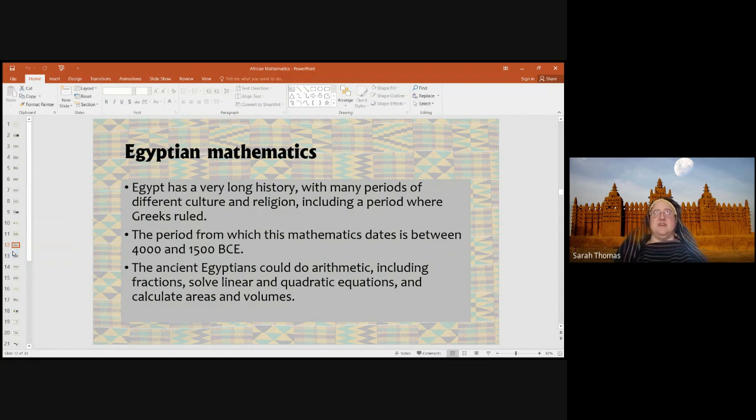They could do that. They could calculate slope, although they calculate it a little differently than we do. And when I say arithmetic, I mean your addition, subtraction, multiplication, division. Fractions, the Egyptian fraction system was actually the world standard for a long, long time, like thousands of years.